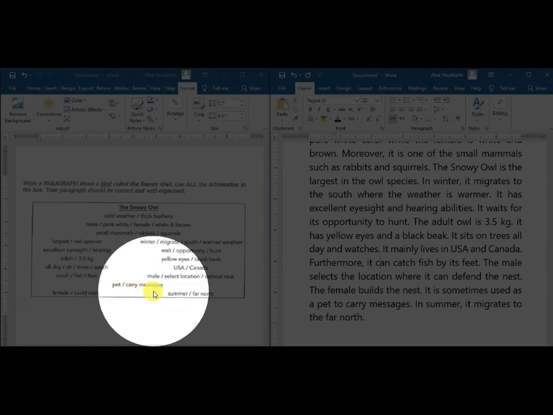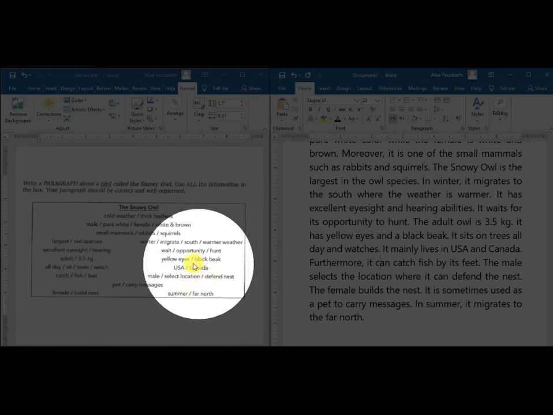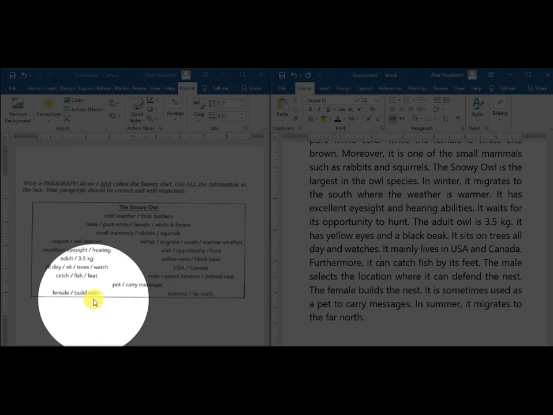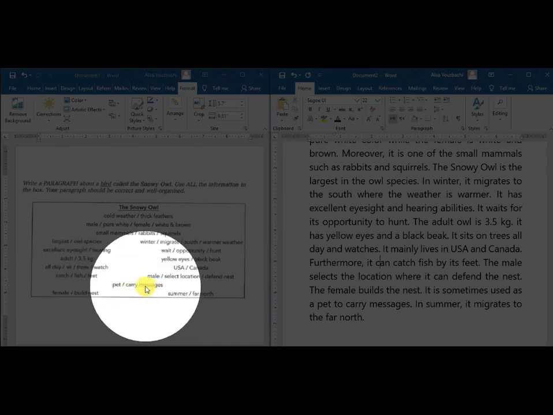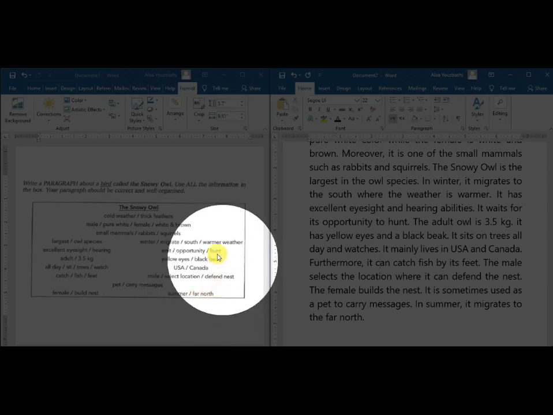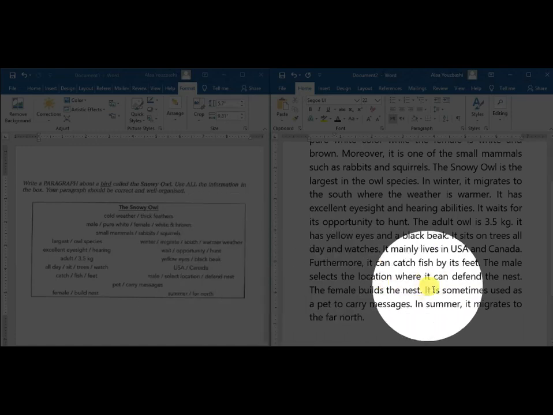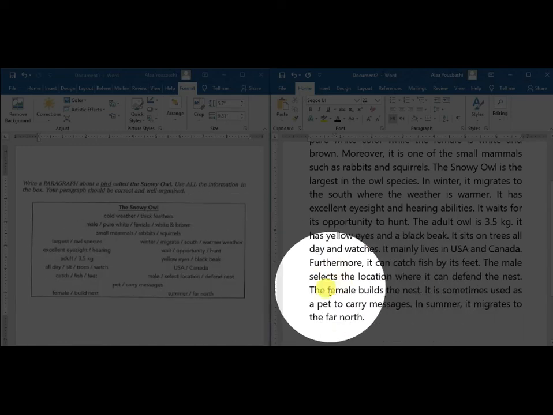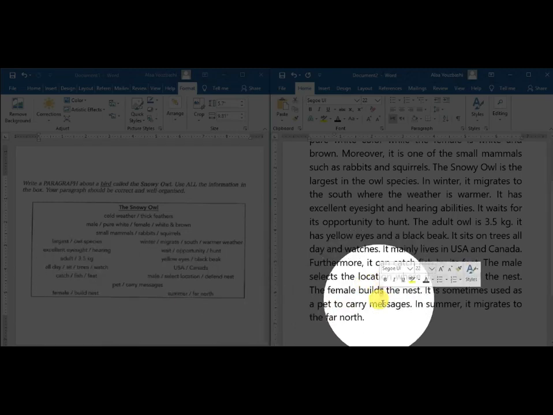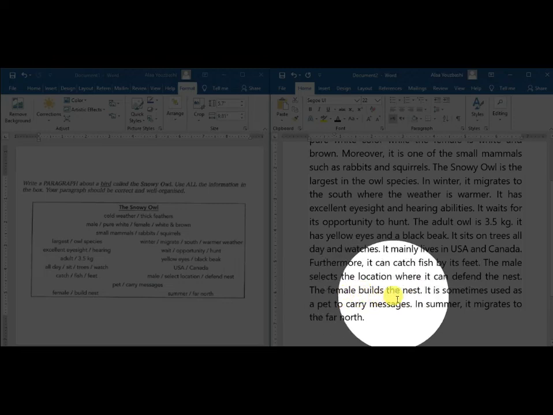Next, pet carry messages. Now, of course, here the female build the nest. Sometimes they give you a few pieces of information that are not in order. So, for example, the female builds the nest should be before this, and in summer far north. Also, this should be used here with the sentence where we said that it migrates. But anyway, we can just manage. So we can say the female builds the nest. So female build nest. The female builds. Remember this S of the present simple. The female builds the nest.